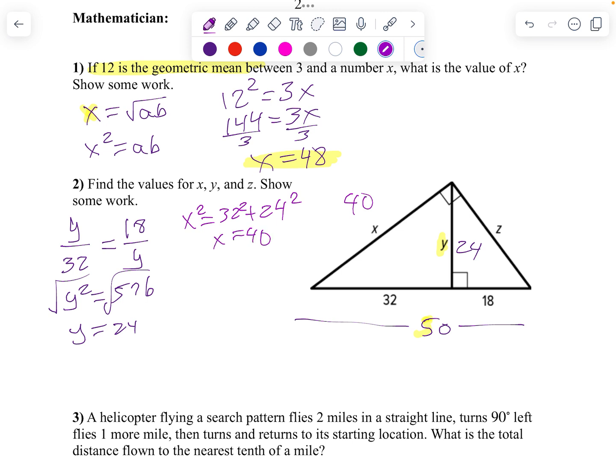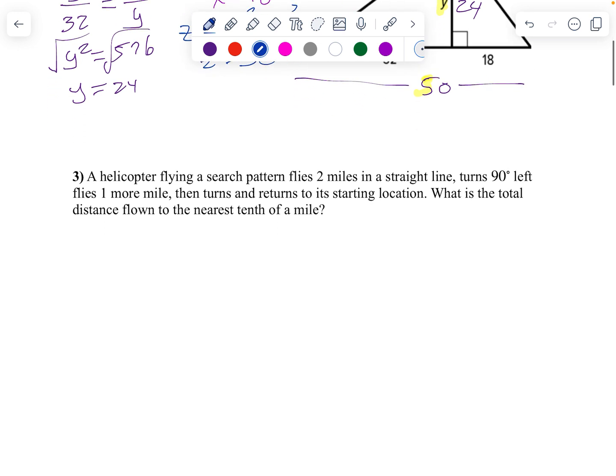And we could do the same thing for z. So z is my hypotenuse, so z squared equals 24 squared plus 18 squared. So if we take 24 squared plus 18 squared and take the square root, z is 30. You had to use the geometric mean on one of them, but after that you don't have to do it so much.